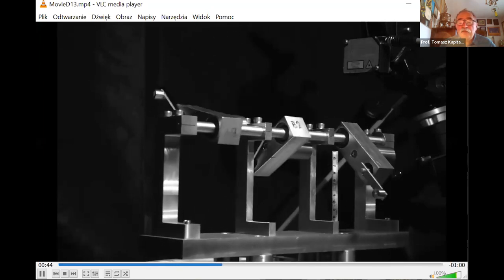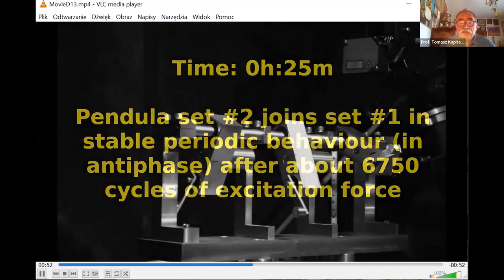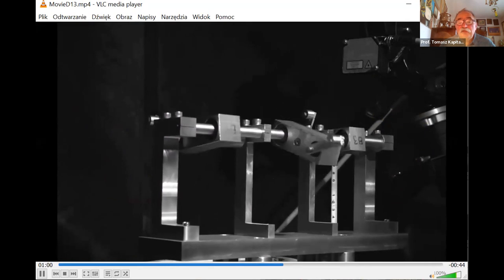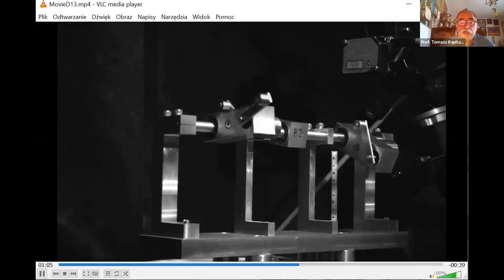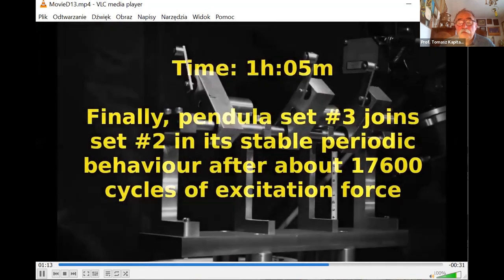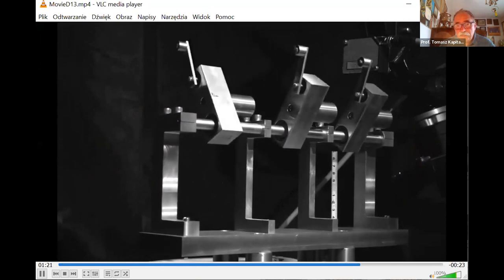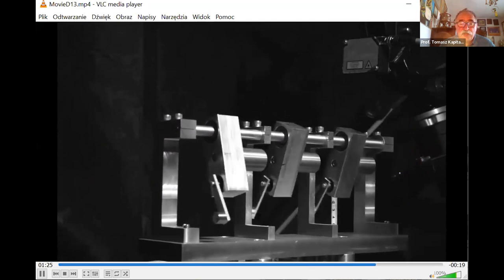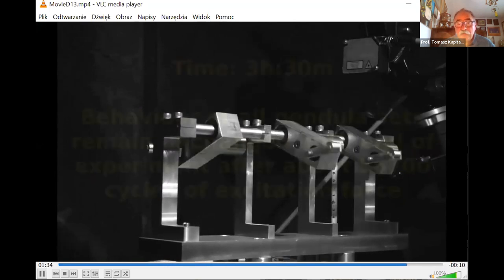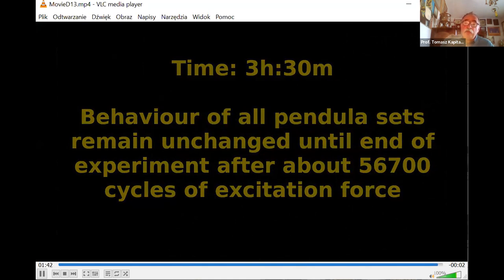The two others are still behaving chaotically. They are not synchronized. After another set of forcing periods, the second one joins the first one. They are now rotating in opposite directions, but the third one is still unsynchronized, behaving chaotically. And this we can call a transient chimera. Only after a period of 1 hour, and I should mention that 2 hours is the maximum for the shaker to be accurate, can you observe the case in which all three pendula are synchronized and behave in a regular way.